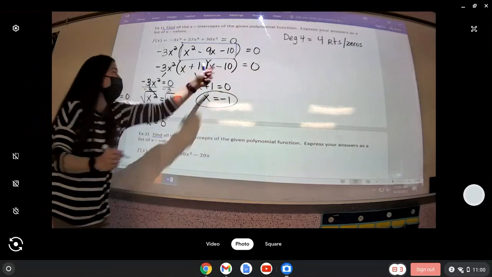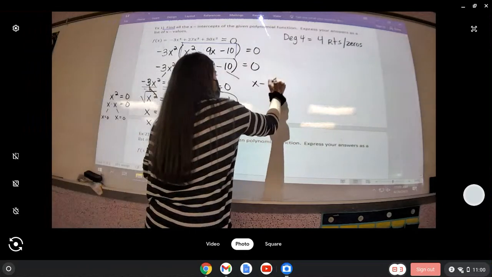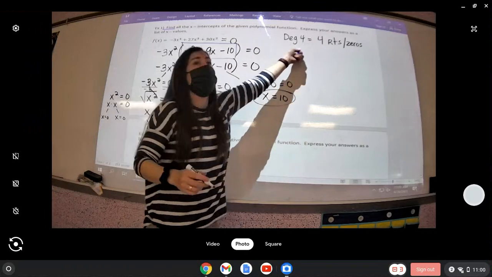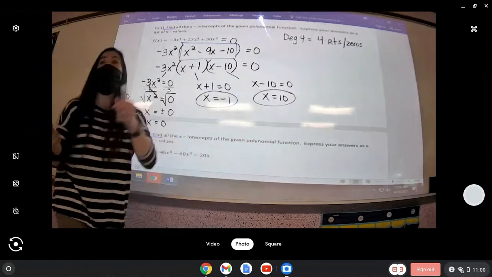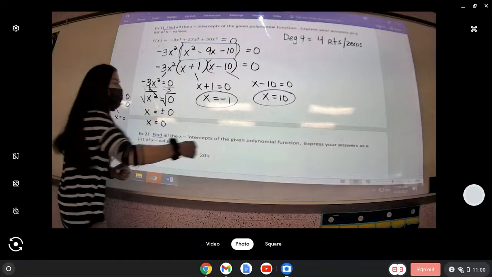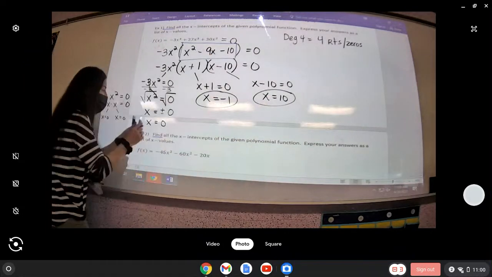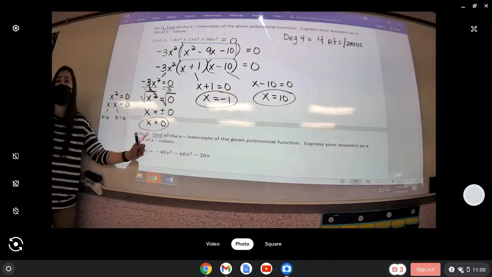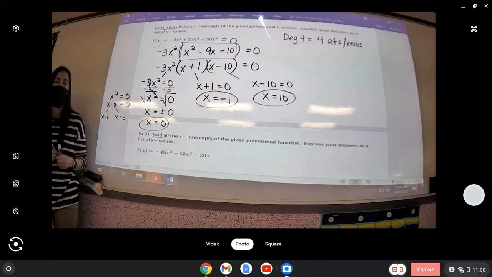That's nice and easy. And then I'm going to set this factor equal to 0, and I get x equals 10. So my degree 4 polynomial should have 4 roots, zeros, or answers, and it does. 1, 2, 3, 4, because he does count as 2 answers. I got 2 answers when I solved this. It just happened to be the same answer twice.